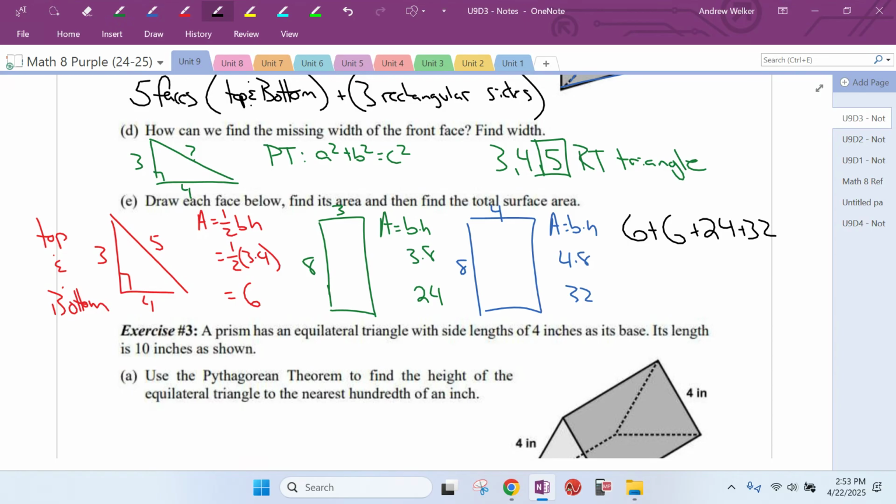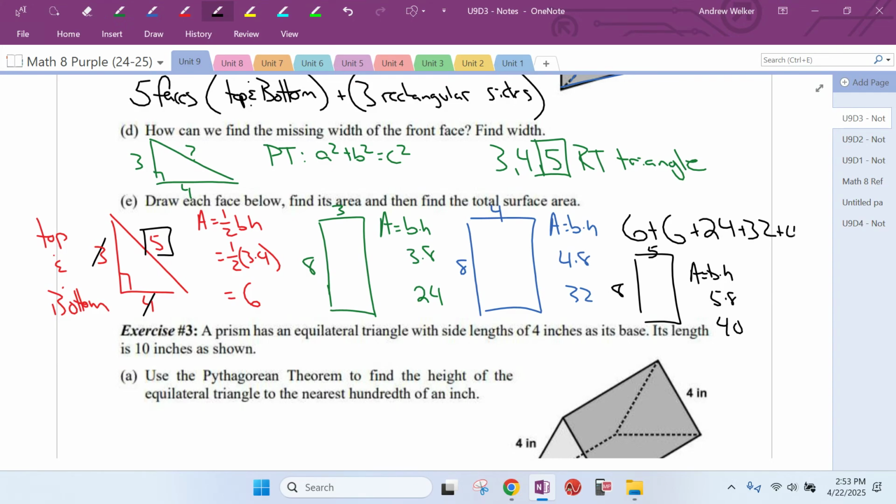And I have one more left. Well, I had a height of 8 and a base of 3, a height of 8 and a base of 4. So the last one must be the one that touches the side that is 5, right? So this is going to be my last one. Got another rectangle that has a height of 8, but now the base is 5. So I'm going to do area equals base times height, or 5 times 8, which is 40.